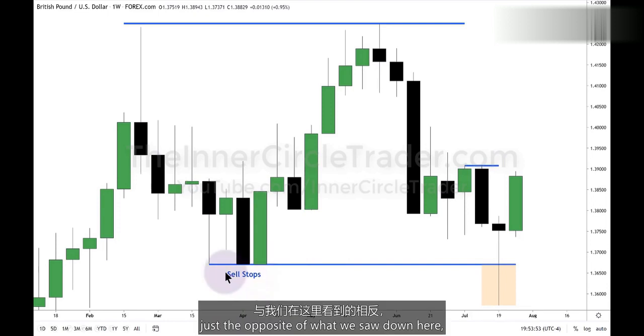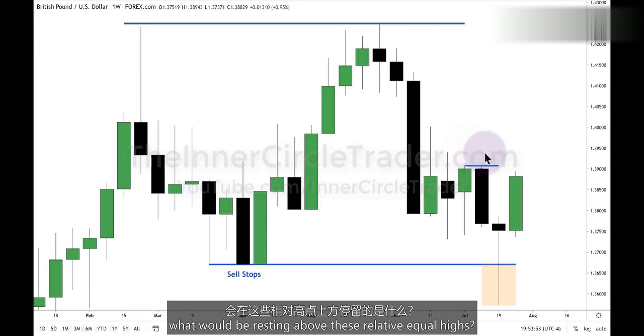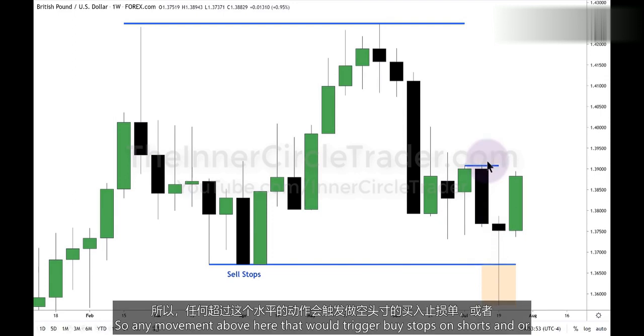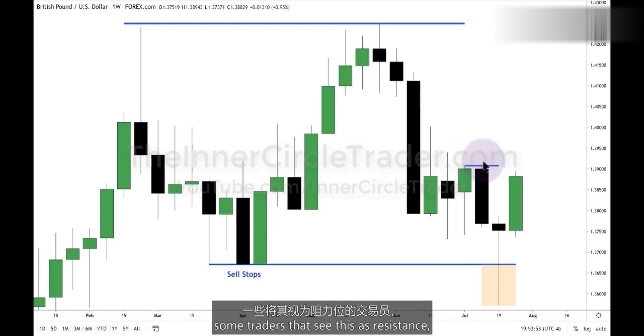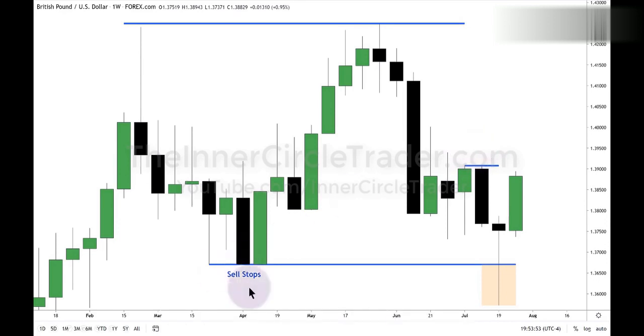So just the opposite of what we saw down here, what would be resting above these relative equal highs? Buy stops. Anyone that was short, how will a trader protect his bearish position? With a buy stop. So any movement above here that would trigger buy stops on shorts, and or some traders that see this as resistance, if it breaks that, they would see it as what? Resistance broken, therefore bullish. So this is the closest draw on liquidity that's opposing this.